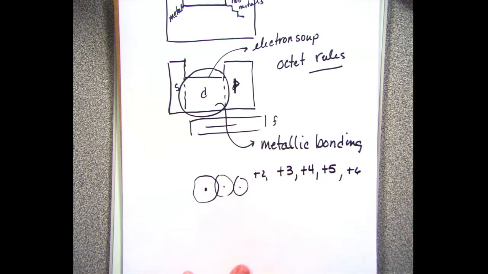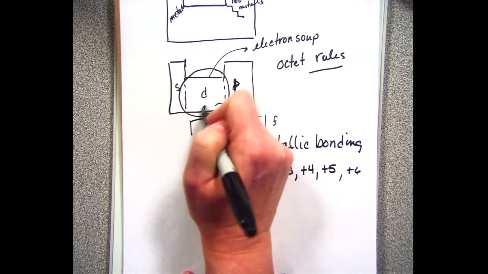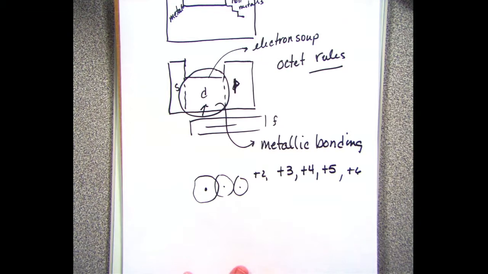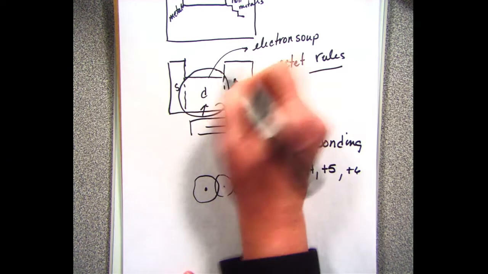So one of the things that we know about metals, if we talk about characteristics of metals, is that these are good conductors. And it's both conductors of heat and electricity.